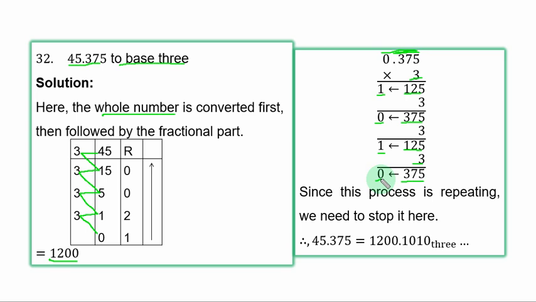Okay, so remember 0 here, what should be in this place is 45. So the result for 45 now is 1200. That is the result we obtain from here. We have the point, while the result for the decimal part is 1010, in base 3.